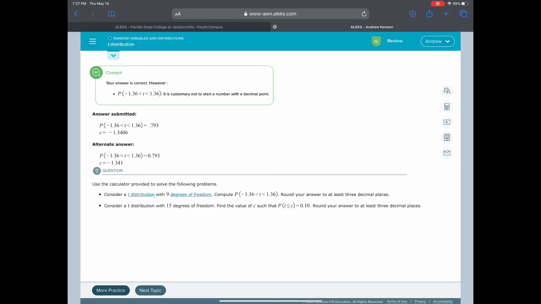Oh, sorry, I was reading this. It says it's customary not to start the number with a decimal point. That's because I didn't put 0.793. I just put .793. Sorry, Alex.